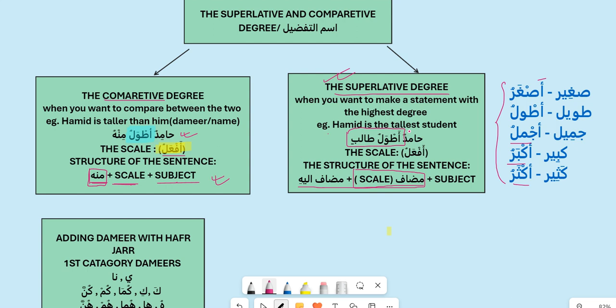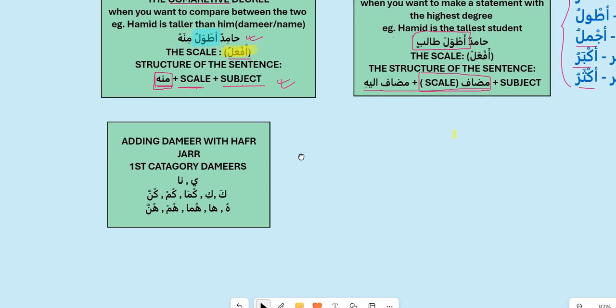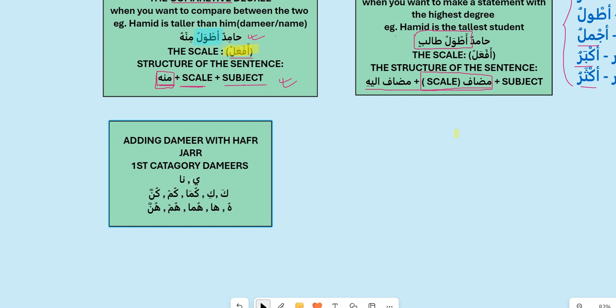Now there is a small piece of information on adding damir with the harf jars. So what kind of damirs do you add up with the harf jar? That is the first category damirs. What are the first category damirs? They add up only with the harf jar. That is the ka, ya, mutakallim, noon, al-fa'ilin, ka, ki, kuma, kum, kunna, hu, ha, huma, hum, hunna. So these are the damirs that you attach with the harf jars. And there are a lot of damirs.